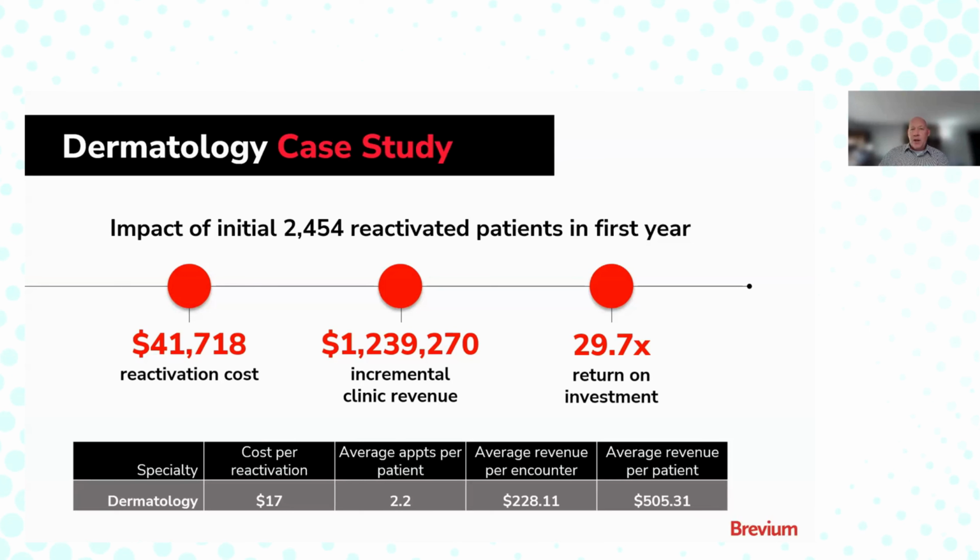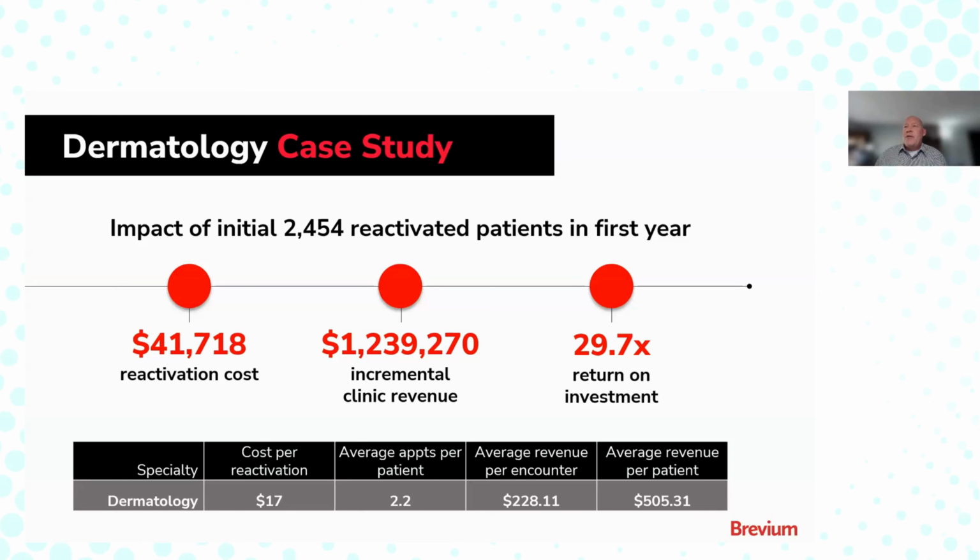we're looking at the incremental clinic revenue opportunity for this practice in the first year of about $1.24 million. And again, that is the 2 return visits, that is the surgical revenue, and the reactivation cost to reconnect and put all these reactivated patients back on the schedule over the course of the year is about $42,000. And that's $17 per reactivation. So for this practice, the return on investment was about 30x return on investment. About every dollar they spent with Brevium, they generated $30 in return. So I think that's a pretty good return on investment.